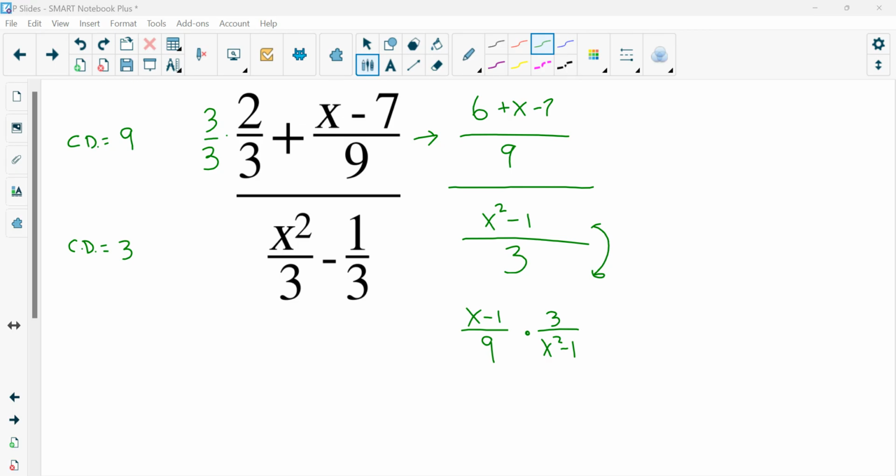And what do I have to do before I can actually multiply straight across? What's the one thing that I can do here? Good. I can reduce the 9 and 3. So 3 goes into 3 one time. 3 goes into 9 3 times.